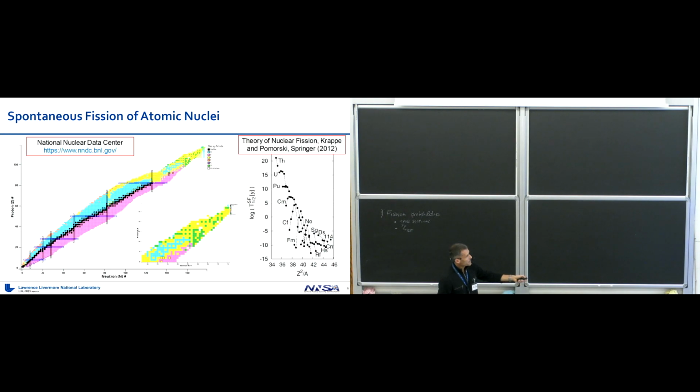In pink, this is the inverse process. It's beta decay, so a neutron converts into a proton, and you're going from right to left. Then the yellow ones are alpha decay. Most heavy nuclei decay by alpha decay. And then as you go to heavier and heavier systems, and this is a close-up of this region, you see the green, this is spontaneous fission.